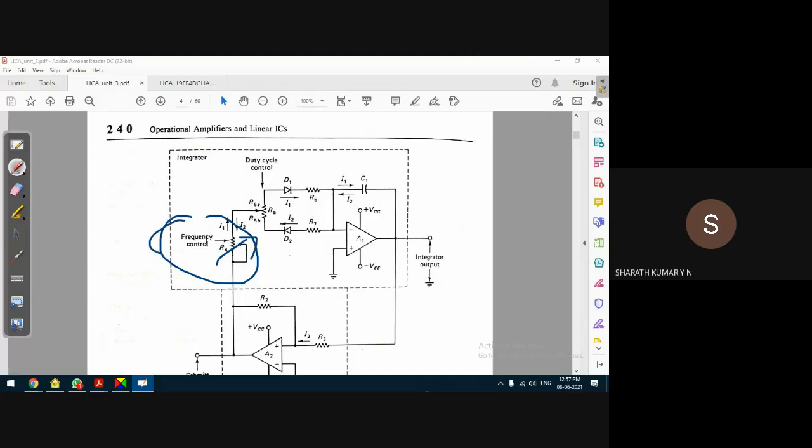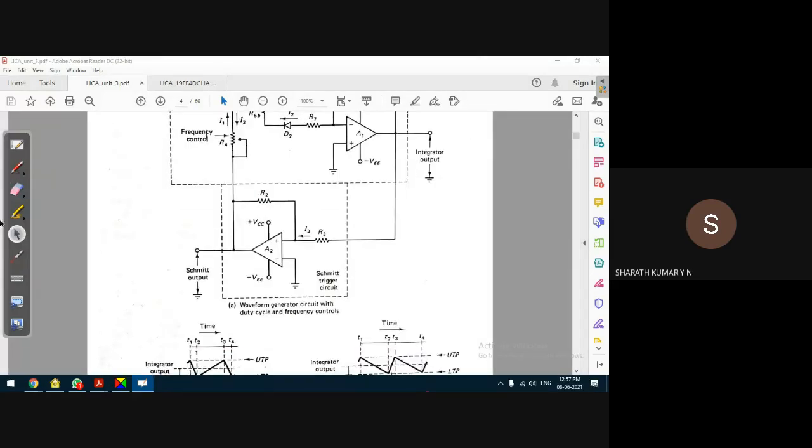This is used to adjust the frequency control. And resistor R5, which is again a potentiometer or variable resistor, is used to adjust the duty cycle of the signal. In addition to that, two diodes and resistors are used to control the amplitude of the signal. Okay, fine. Just let us look into the operation. How does it work?